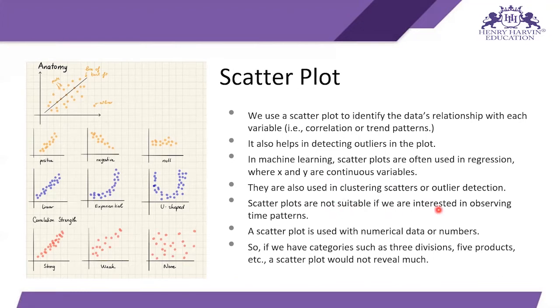not suitable if we are interested in observing time patterns. So if you are dealing with a time data set or some time pattern, the scatter plot is not useful there. A scatter plot is used with numerical data, or numbers. When you have numerical data, you use the scatter plot, not categorical data. If we have categories such as three divisions or five products, a scatter plot would not reveal much. So if you have categorical data, the scatter plot is not a good approach, because it doesn't reveal much insight.